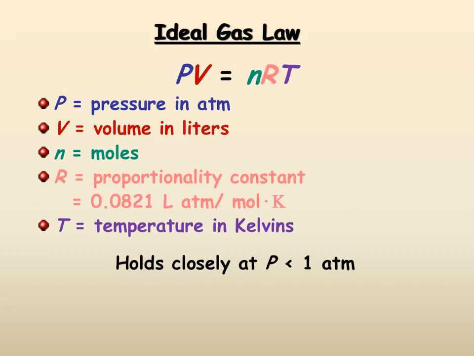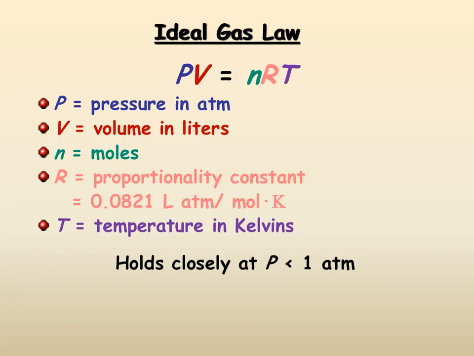Okay, the last law we need to talk about is the ideal gas law. Essentially, this law is a combination of all of them. It combines the three Boyle-Charles Gay-Lussac laws, essentially your combined gas law, with Avogadro's law. So, the ideal gas law is PV equals nRT, where P is your pressure in atmospheres.